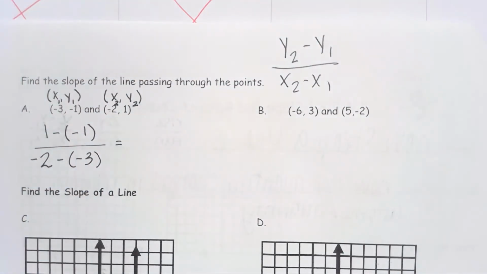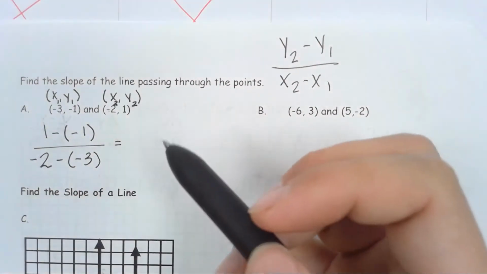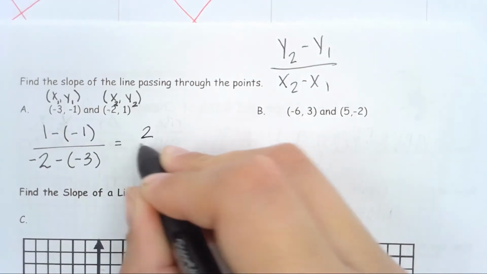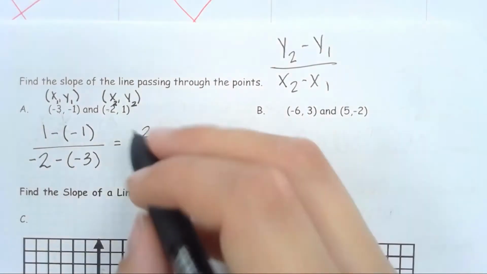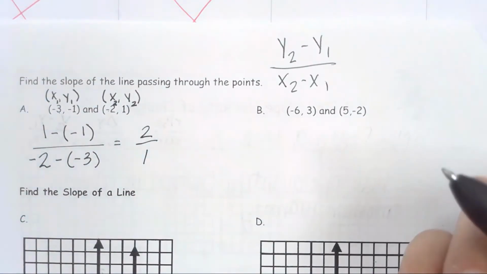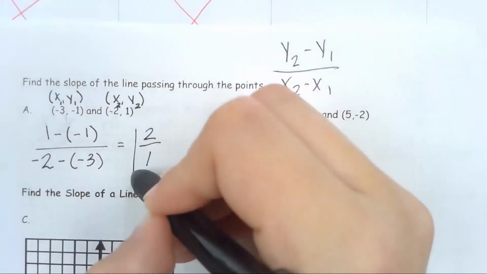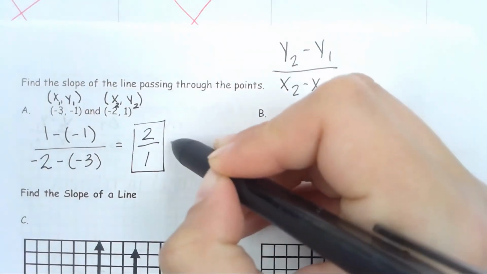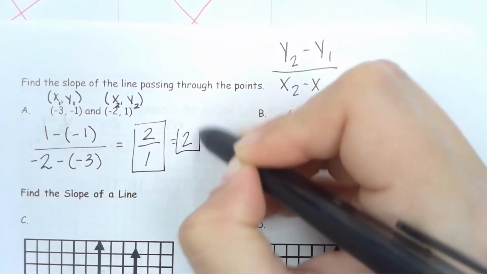And now we're just going to solve it. So 1 minus a -1 is a +2, and -2 minus a -3 is a +1. So our slope here is 2 over 1, or you can also simplify it to 2.